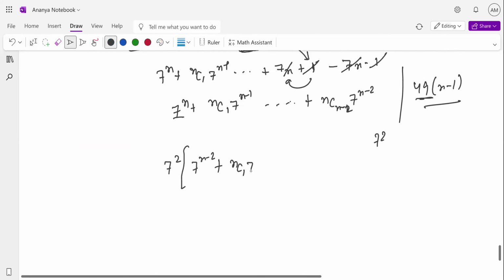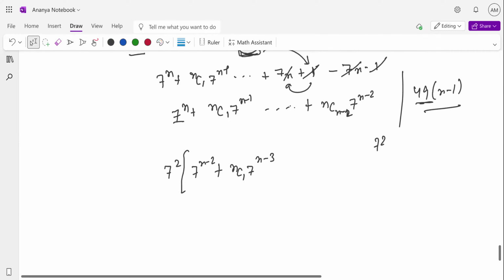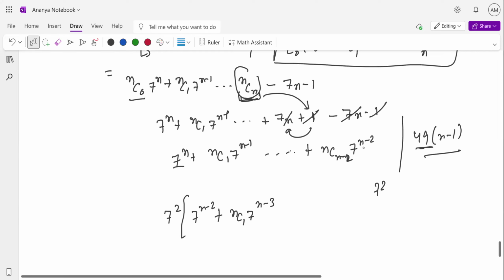Okay, so nC1. Sir, this is a doubt here. In nCn minus 2, 7 power 2 it should be, right? Not n minus 2. Here, answer, yeah. No, no, yeah, and it is n minus 2, right?